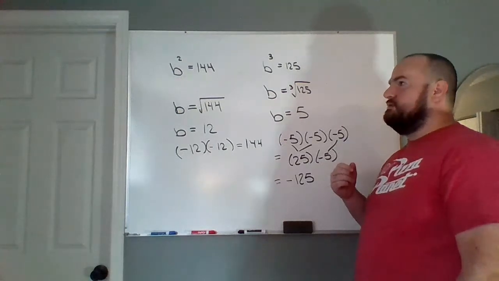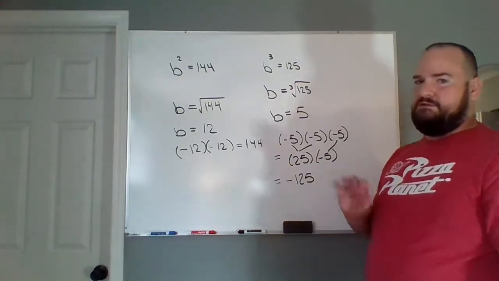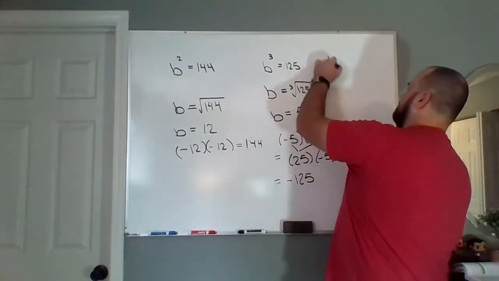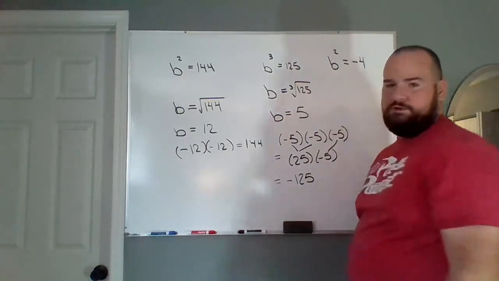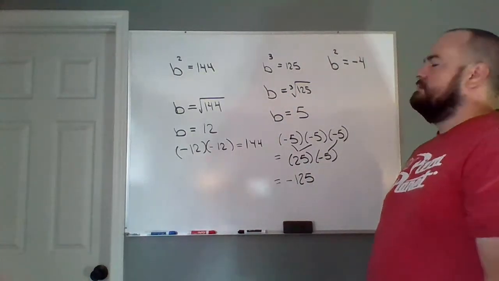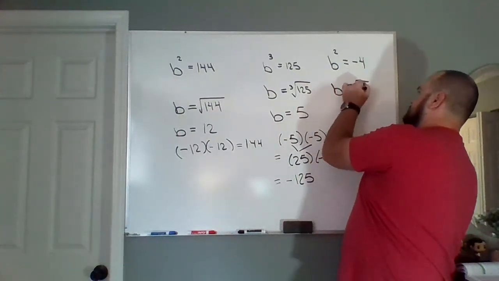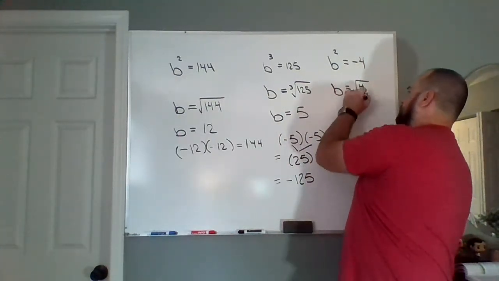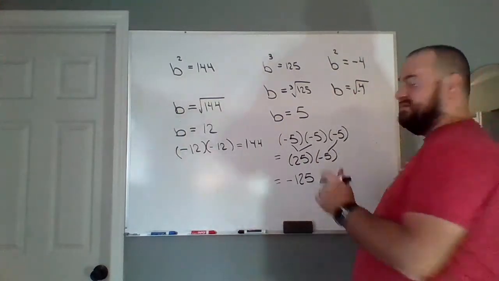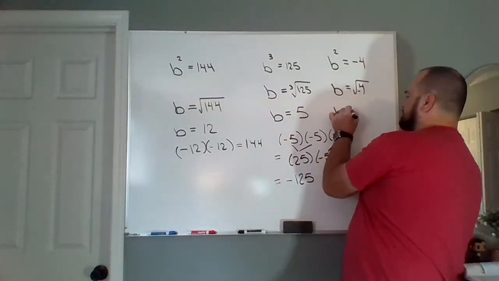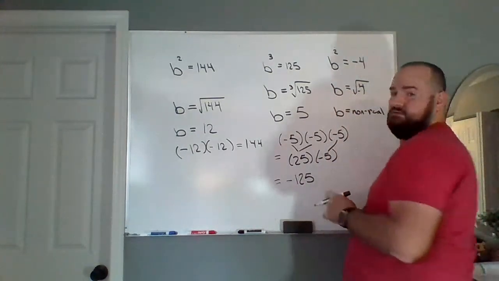And so we can actually create a rule off of this. And I want to do one more example before we do that. I want to go with a very simple one. B squared equals negative 4. So we know that to solve this, we take the square root of negative 4. Can I take the square root of negative numbers? No, right? This would be non-real.